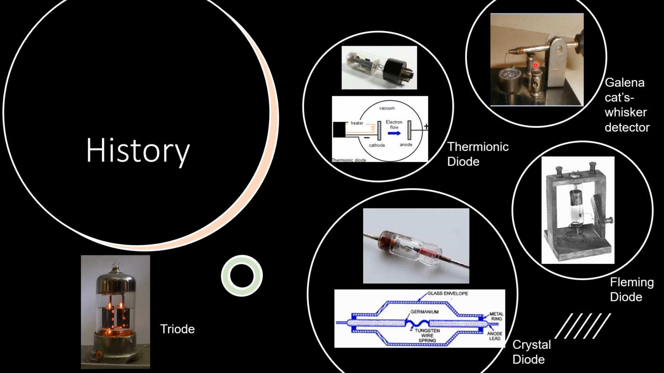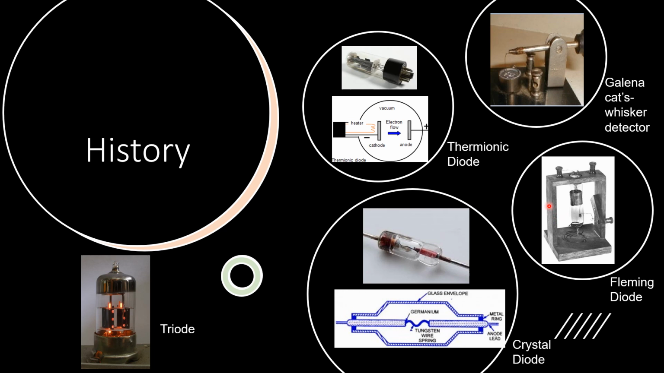This is the lead sulfide. In the capsule, the contact forms a junction, making a crude semiconductor diode. In a crystal radio, its function is to rectify the alternating current radio signal, extracting the audio or sound signal from the radio frequency carrier wave.